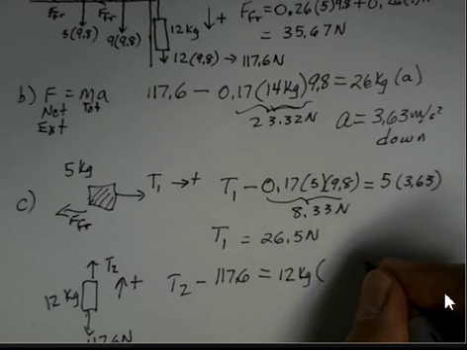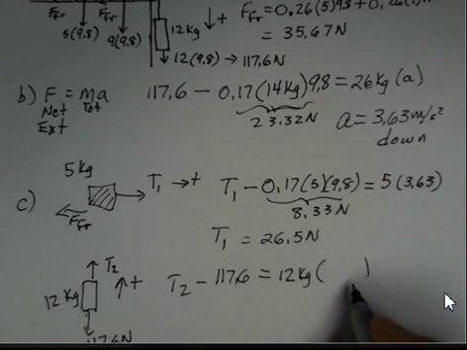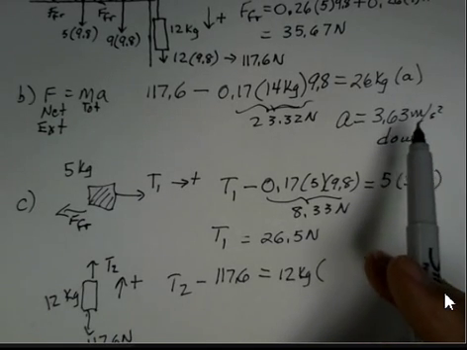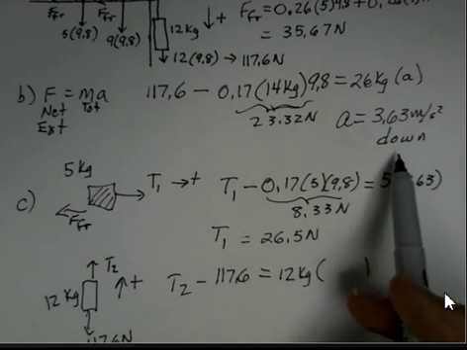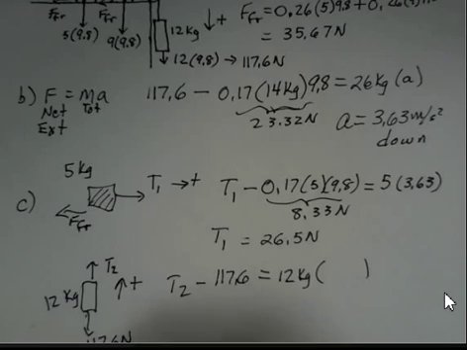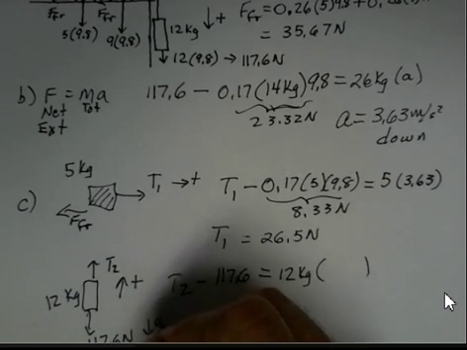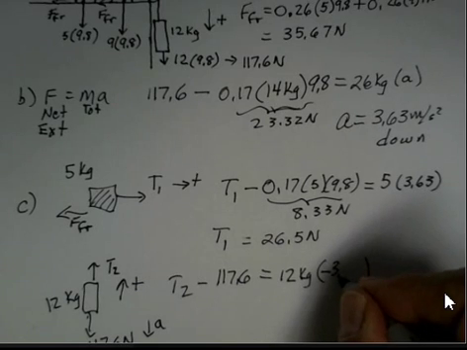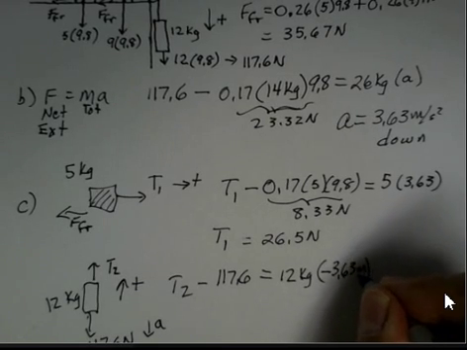Now help me out here. F equals ma. What's the value of the acceleration? What's the number for the acceleration? We have it here, 3.63 meters per second squared down. In this problem, I'm choosing up to be the positive direction. The acceleration is in the negative direction. I must put in a minus sign.